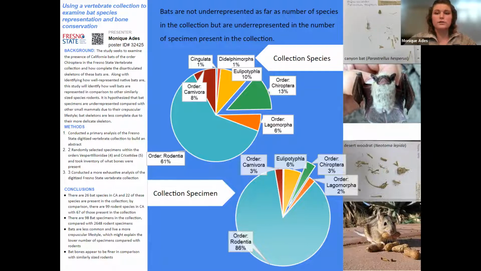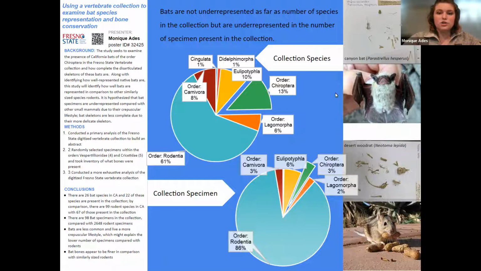Getting into my preliminary findings, the bat skeletons do appear to be a lot finer than the rodents'. The rodent bones are a lot less fragile, which also could play into why we don't have as many bat specimens present.